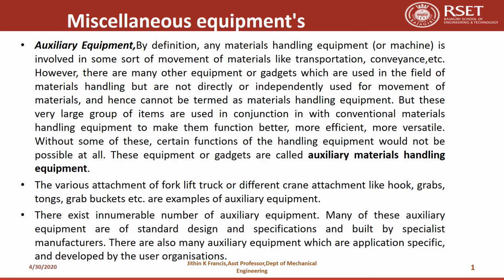The various attachments of a forklift truck or different crane attachments like hooks, grabs, tongs, grab buckets, etc. are examples of miscellaneous equipments or auxiliary equipments. There exist an innumerable number of auxiliary equipments. Many of these are of standard design and specifications, and are built by specialist manufacturers. There are also many auxiliary equipments which are application specific and are developed by the user organization.